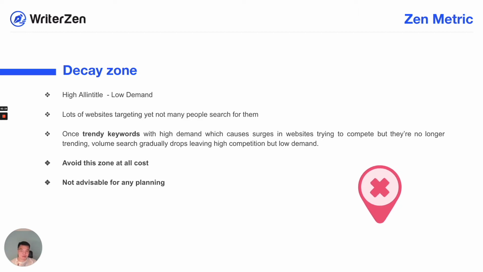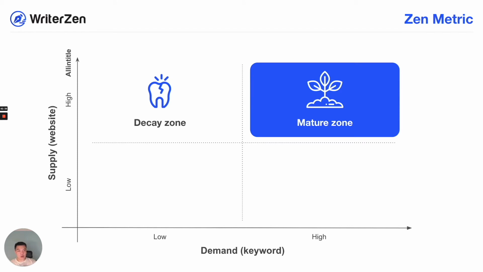Please avoid this zone at all costs. It's not advisable for any type of planning. So if you find any of these keywords, don't put any effort into investing in them. They are worthless, right? The second zone is the mature zone.